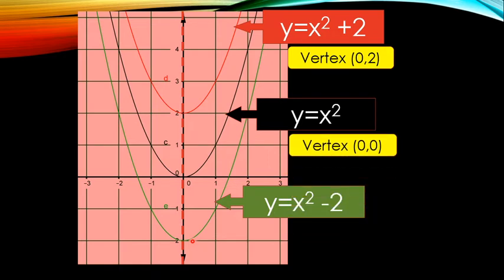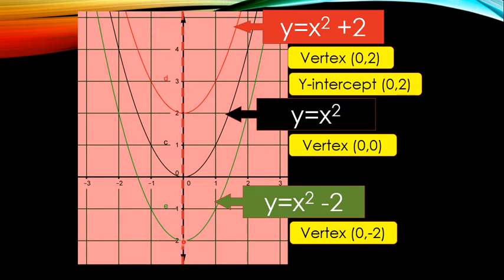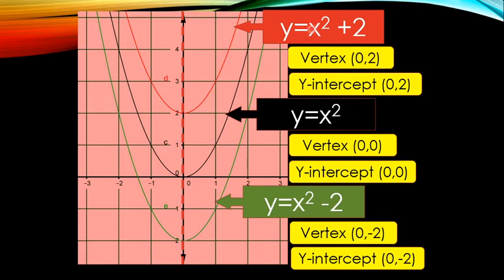So they are different, or they have different vertices. The vertex of y is equal to x squared plus 2 is (0, 2). The vertex of x squared is (0, 0), or at the origin, while in x squared minus 2, we have (0, negative 2). So the y-intercept is also its vertex. Remember, in the graph of y is equal to x squared plus k, the vertex and the y-intercept are the same because their vertex lies on the y-axis, and the points on the y-axis are the y-intercepts of the graph. That's why the vertex and y-intercept in this function are the same or equal.